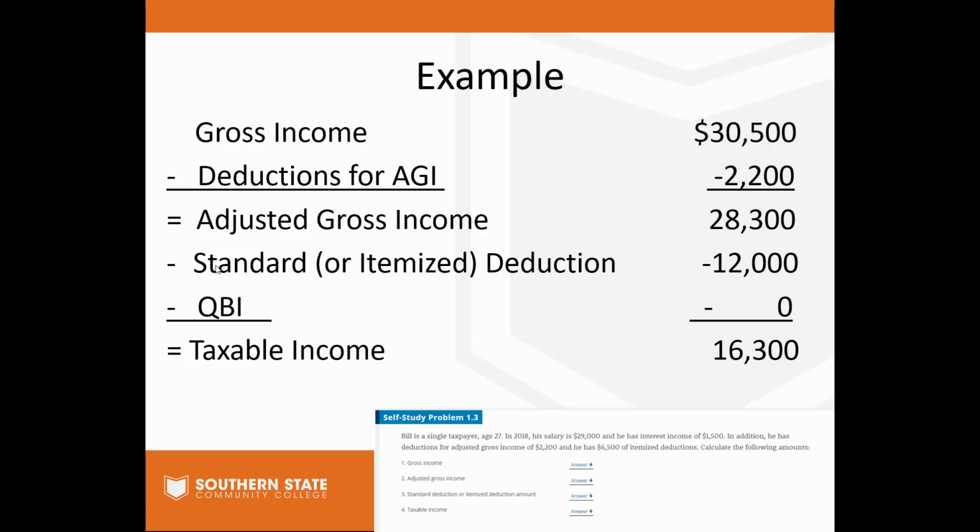Now there is a case where if we have married filing separate taxpayers and one of them itemizes, we would have to make the other one itemize too, because the tax law says if you're married filing separately, both parties have to file and calculate their return in the same way. So if one party itemizes, the other one has to also, regardless of if it's better or not. We'll get into that in our next video. QBI we'll talk about later on. Nothing in the problem about QBI. So we get taxable income of $16,300.